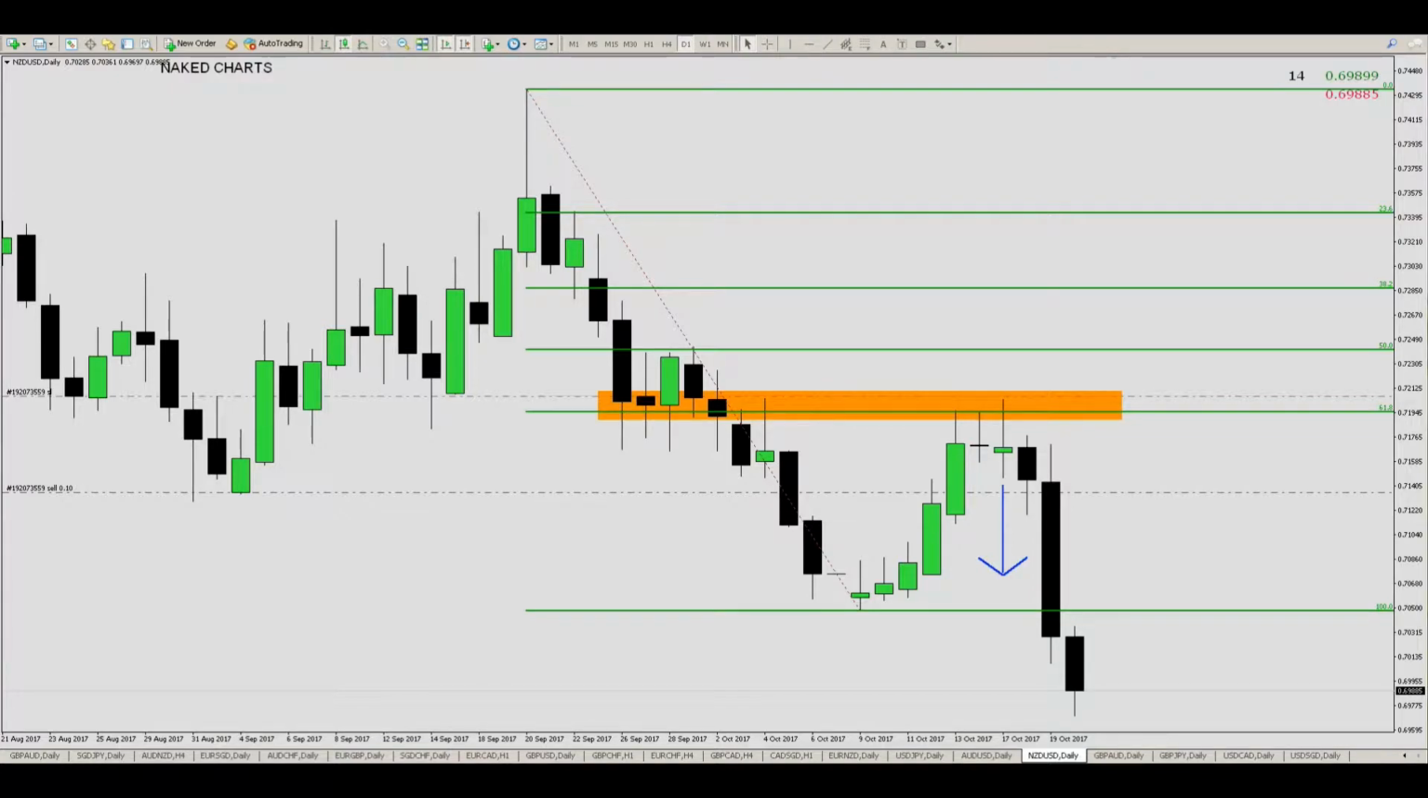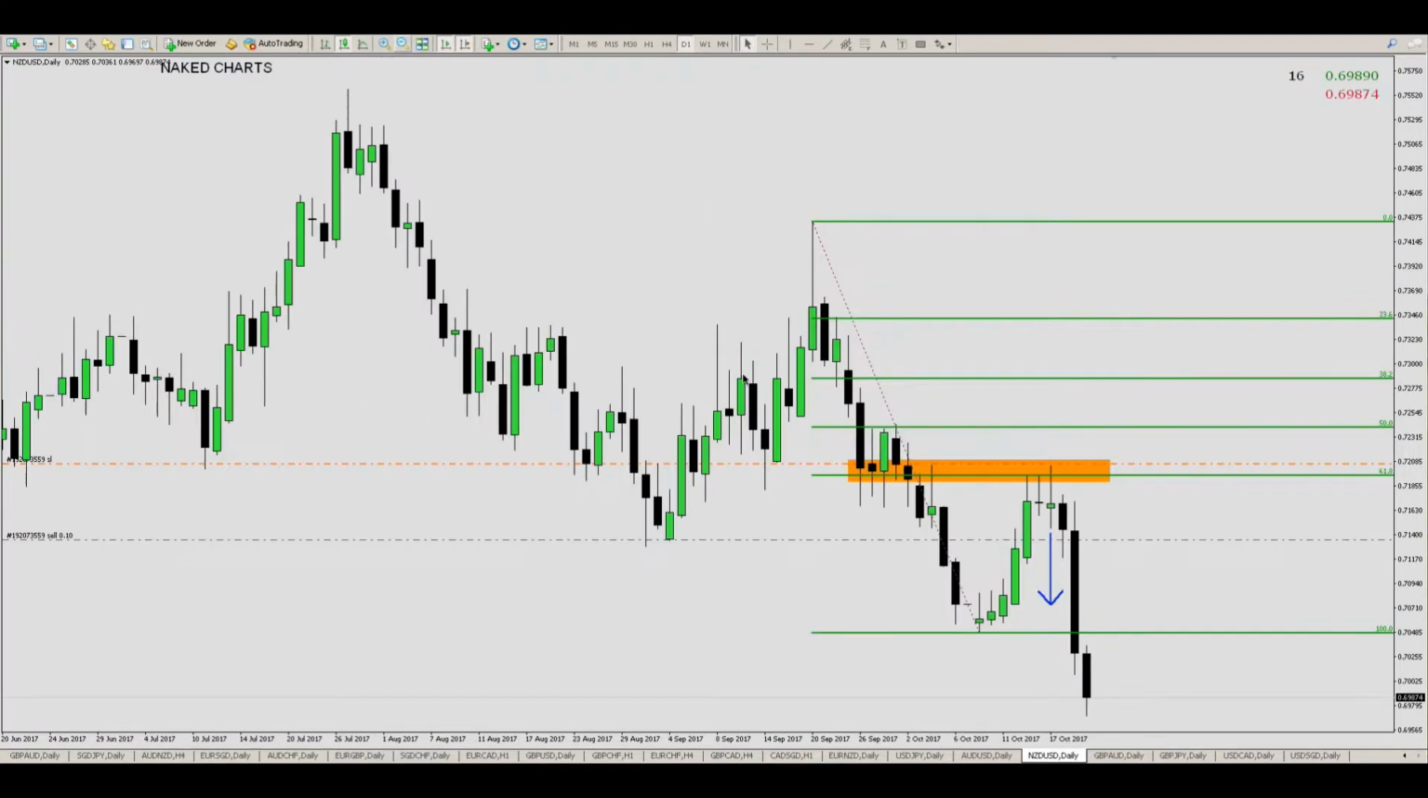US dollar, and I would like to share with you how I analyze the market and how I approach it to make a trade call. So in front of you right now, you can see the New Zealand US dollar, and you can see here that I already have the entry. This is my sell entry, my sell trade right now.